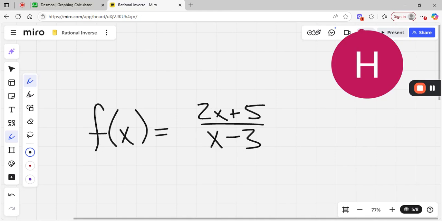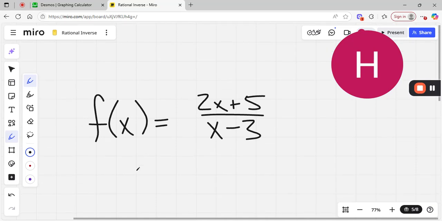And today we're looking at a rational function. We're going to be discussing the inverse of this function. I'd like you to find the inverse of this function. Give it a shot first by yourself before you see how we did it here. So we have a basic rational function here.